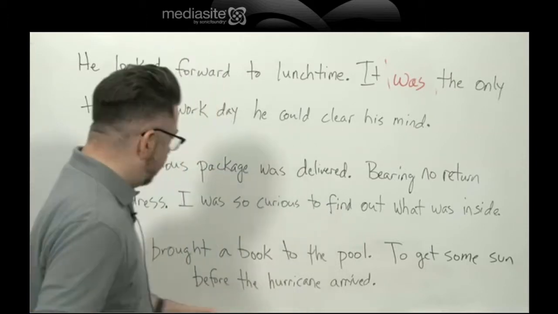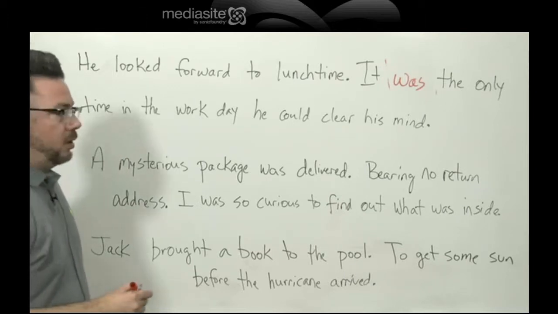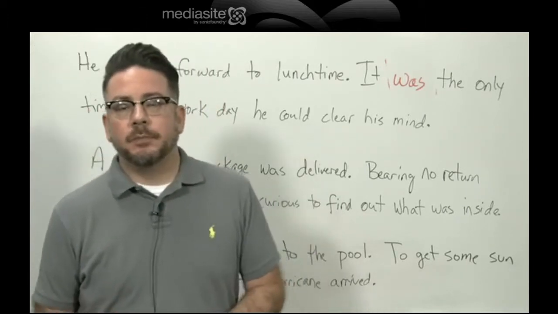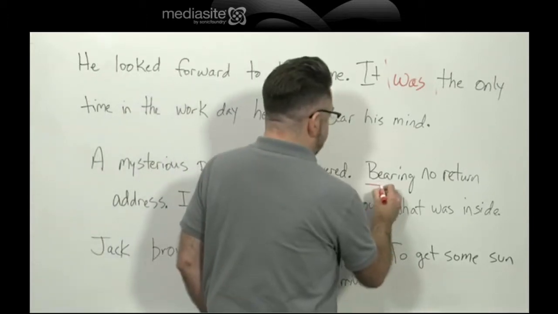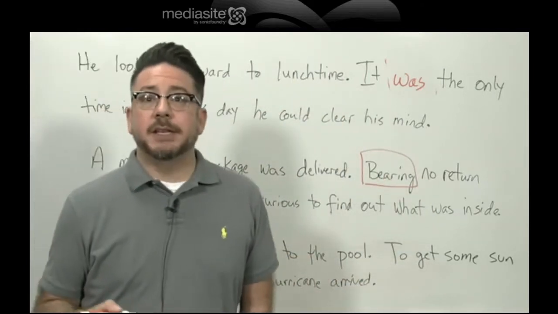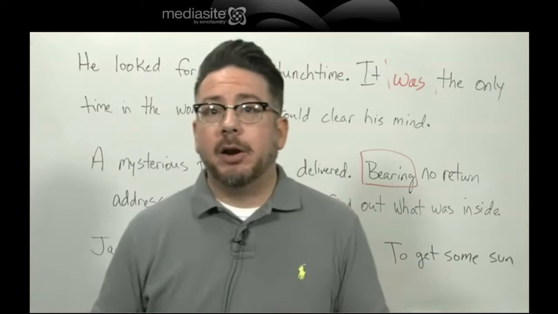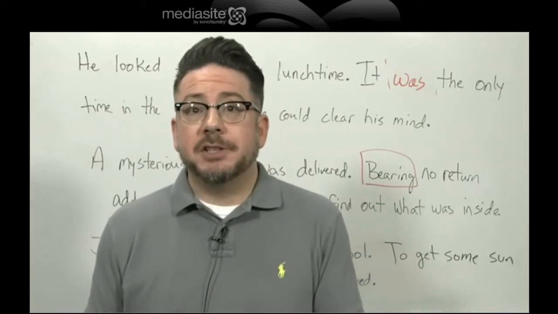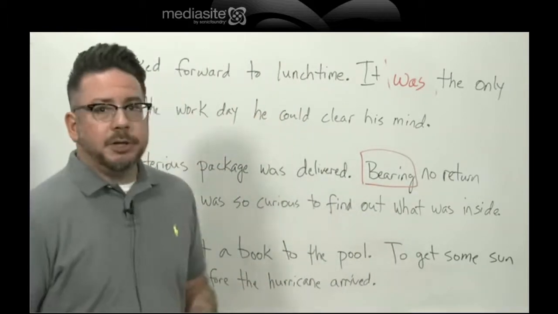Let's look at another fragment. A mysterious package was delivered, bearing no return address. I was so curious to find out what was inside. So where is the fragment here? Well, our clue once again is the ing form of the verb at the beginning of the sentence. Bearing no return address is a fragment. And if I were to just walk up to you and say, bearing no return address, that's not a complete thought. We need more information. So that tells us that it's a fragment. How could we correct this one?